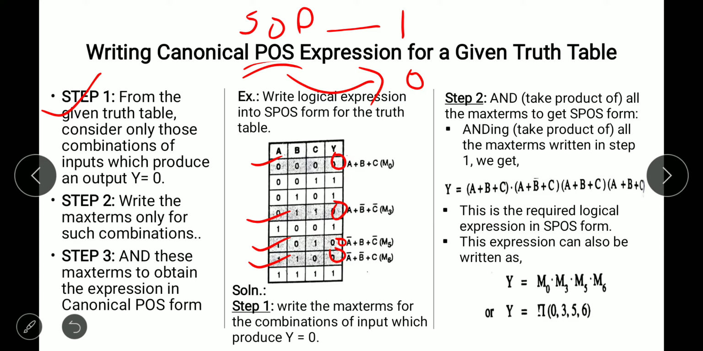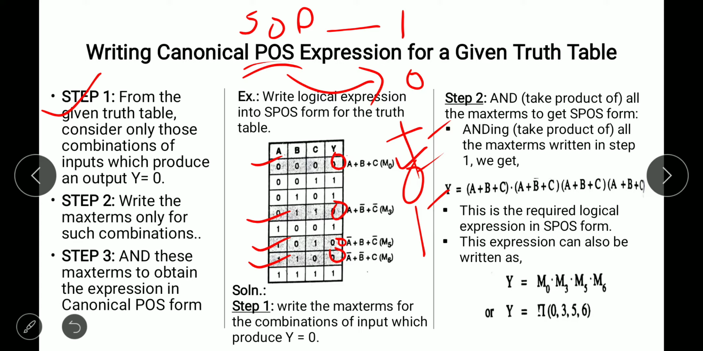We will see how we write the max term and min term. A max term consists of a plus sign in between the variables, and for 0 it shows no bar over the variable, and 1 shows the bar over the variable. So first is A plus B plus C. This is the first combination, for 0 0 0.